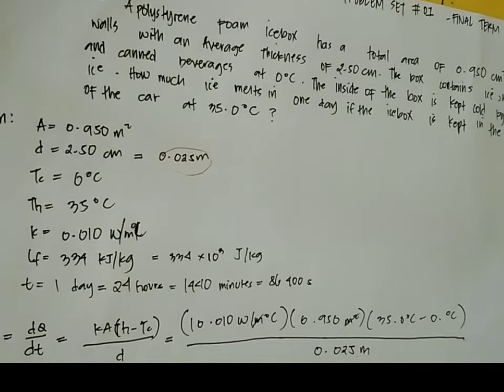A polystyrene foam ice box has a total area of 0.950 meters square and walls with an average thickness of 2.50 centimeter. The box contains ice, water, and canned beverages at 0 degrees Celsius. The inside of the box is kept cold by melting ice. How much ice melts in one day if the ice box is kept in the trunk of the car at 35.0 degrees Celsius?